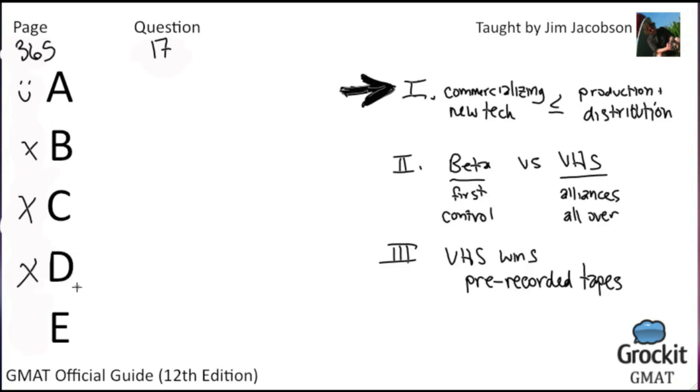And E, it introduces conflicting arguments to be reconciled. No, there's no reconciliation of these two approaches. So that actually puts us right back with answer choice A. A general observation that production and distribution is probably better than commercializing a new technology, and then the example is VHS versus beta. So it's answer choice A.